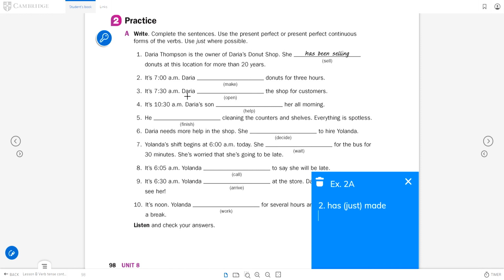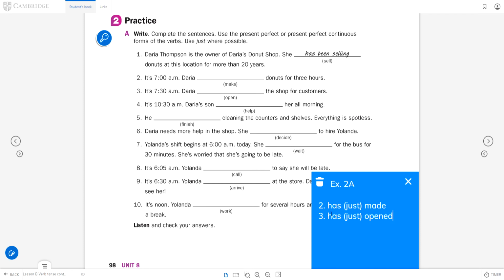So now let's go to number 3. It's 7:30. Daria opens the shop for customers. So what is number 3? It's 7:30 a.m. Daria has just, and then the participle of open. Open is a regular verb, so opened: Daria has just opened the shop for customers. Okay, good.